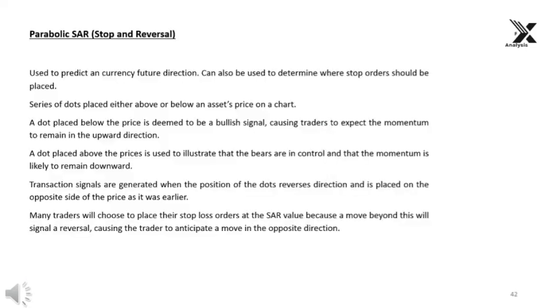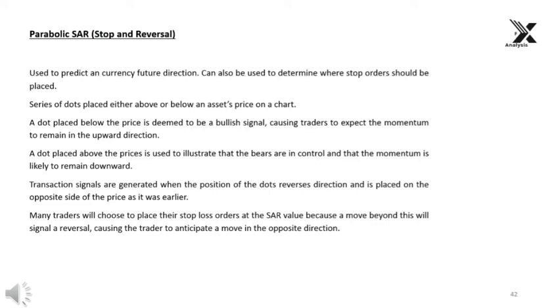Finally, the parabolic SAR, used to predict a currency's future direction, can also be used to determine where stop orders should be placed. It is a series of dots placed either above or below an asset's price on a chart. A dot placed below the price is deemed to be a bullish signal, causing traders to expect the momentum to remain in the upward direction.